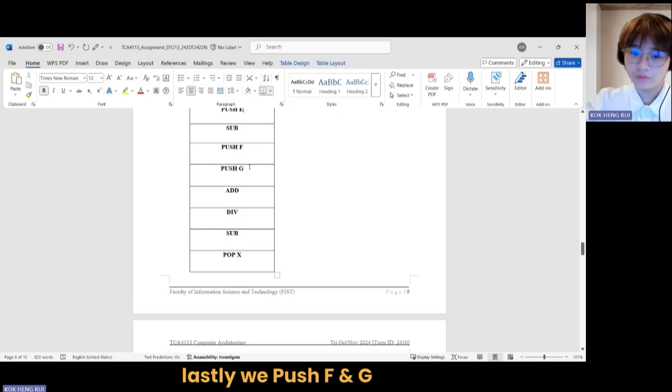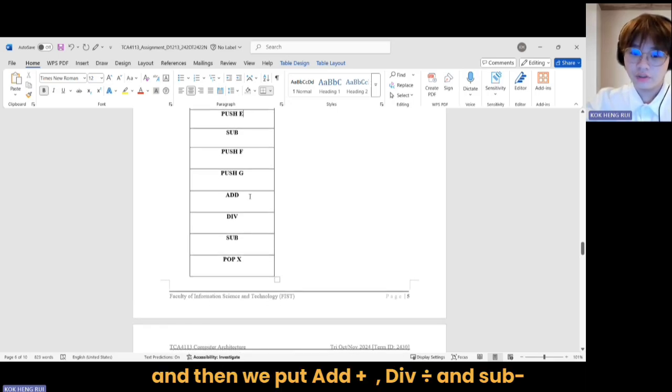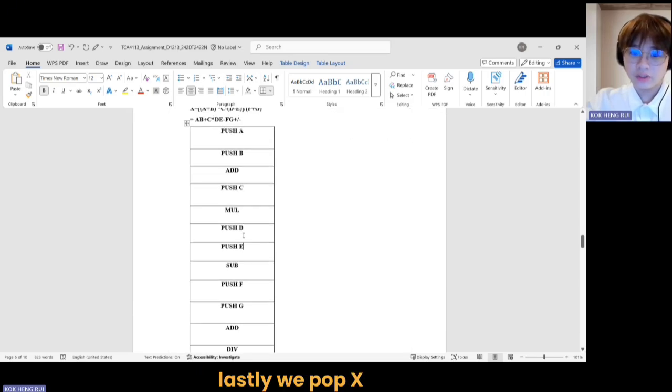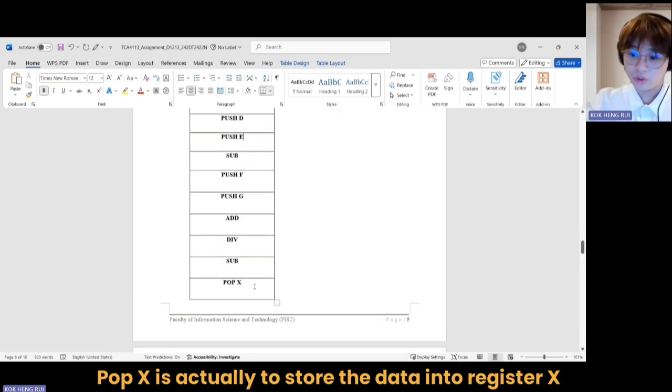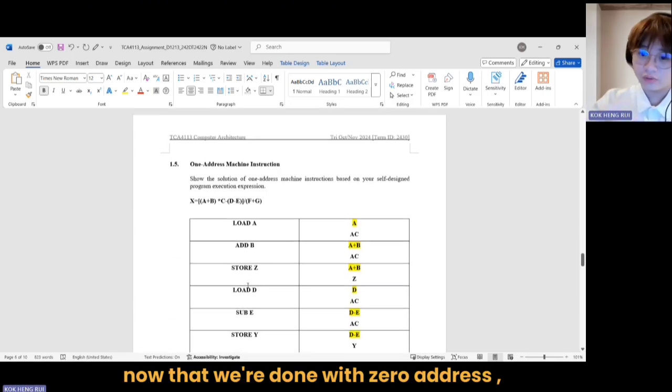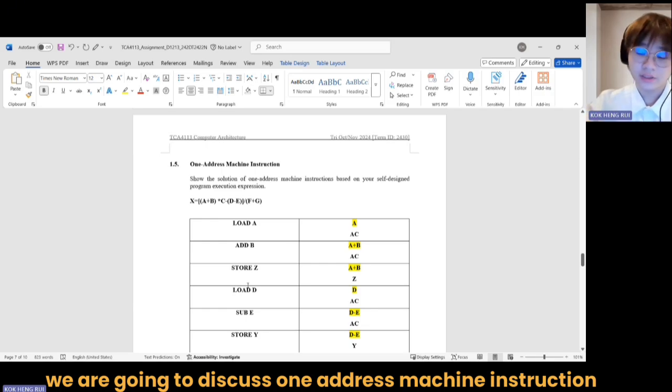Lastly, we push F and G, and then we do addition. Then we do divide, and subtraction, and then lastly we pop X. Pop X is actually to store this address. Now that we're done with 0 address, we are going to be discussing 1 address machine instruction.